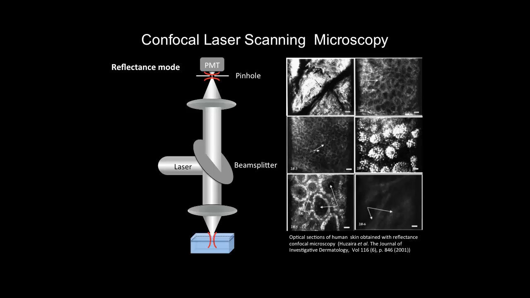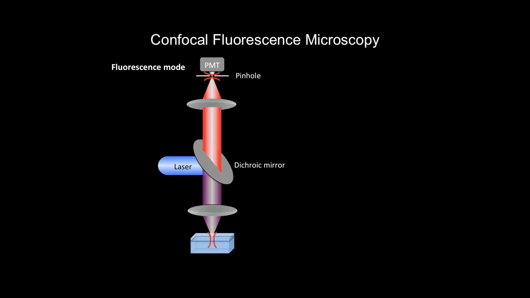So it can work in the reflectance mode or in the fluorescence mode, where we replace the beam splitter with a dichroic mirror that separates the excitation from the emission. The fluorescence is generated in a large focal volume, but only the one in the close vicinity of the focal point is collected through the pinhole.